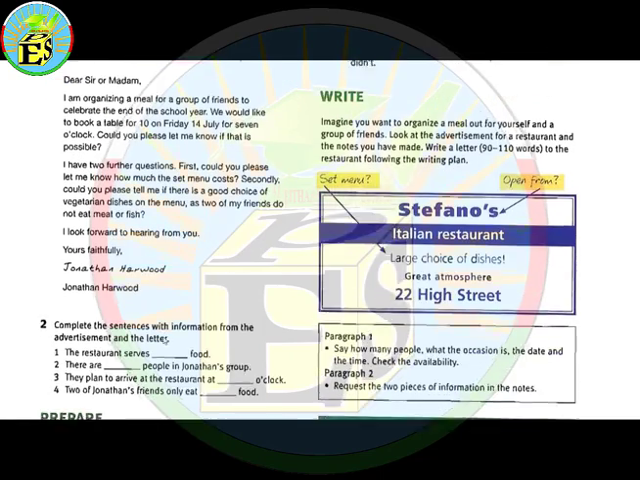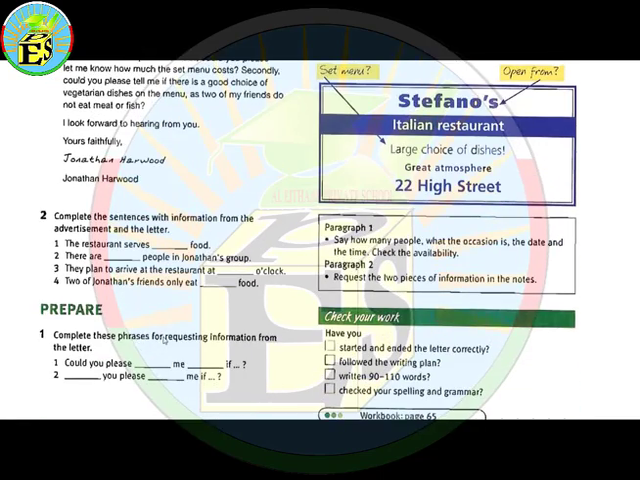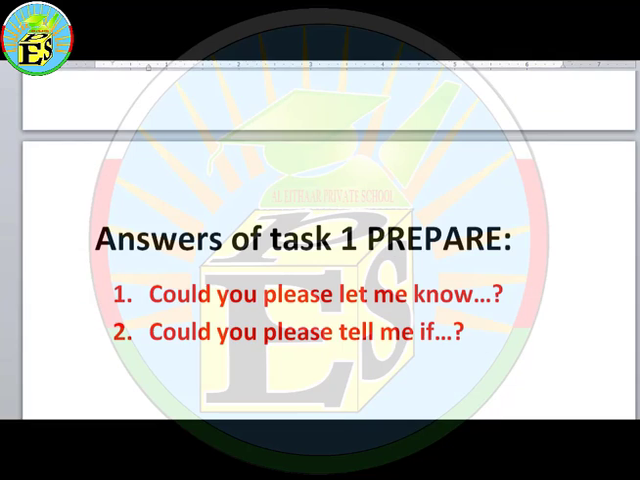Now let's try to complete the missing words in this task. So, could you please let me know? And in the second one, you will start your request with could. So could you please tell me if, and then you will mention the inquiry that you need to ask about.